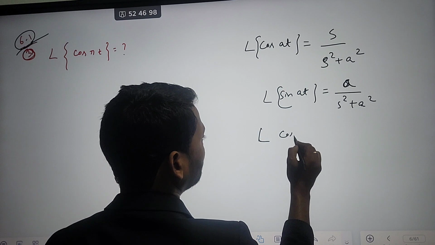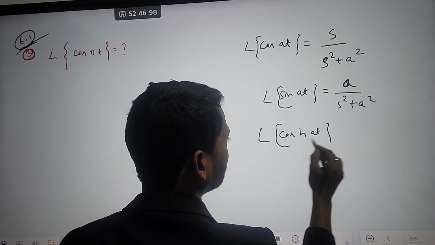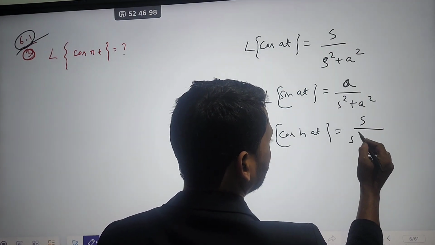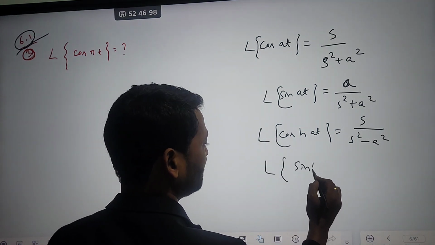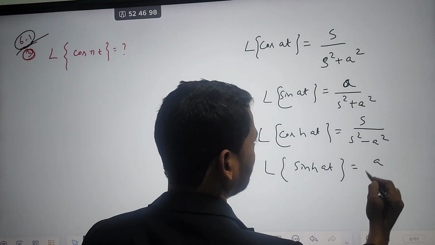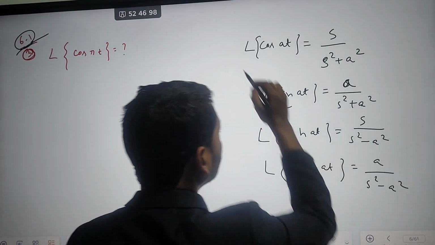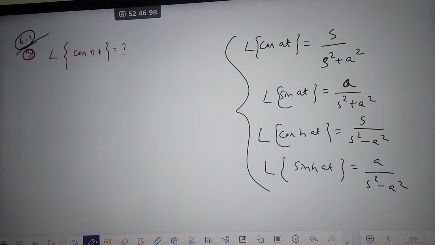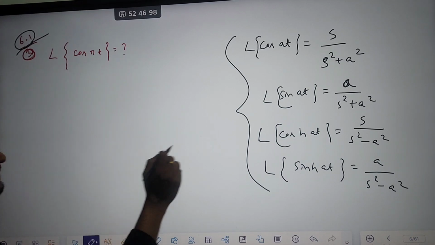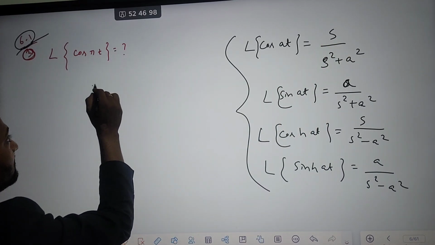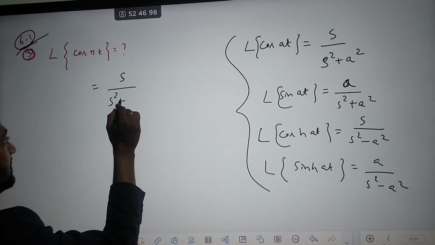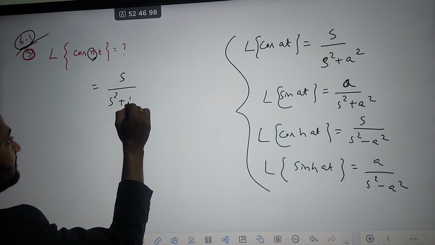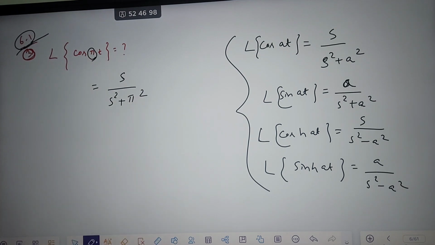For the hyperbolic functions, keep the same numerators and only change the denominator: s square minus a square. Laplace of cosh at is s by s square minus a square, and Laplace of sinh at is equal to a by s square minus a square. These are the four formulas you should at least know. So Laplace of cos pi t: Laplace of cos at is s by s square plus a square. Here a is pi, so it is s by s square plus pi square. Is it clear?